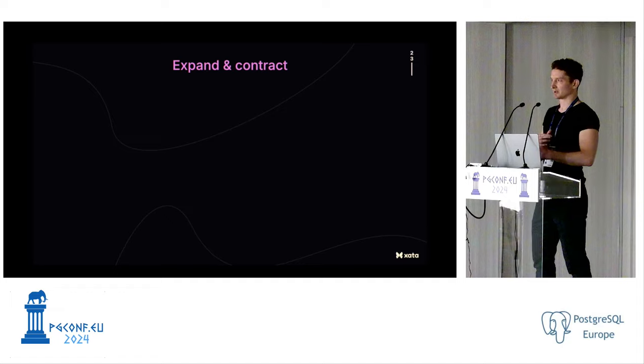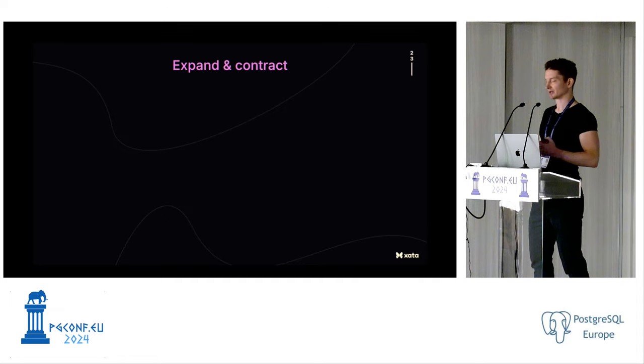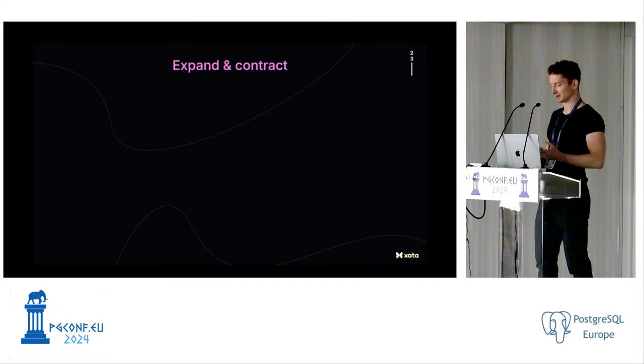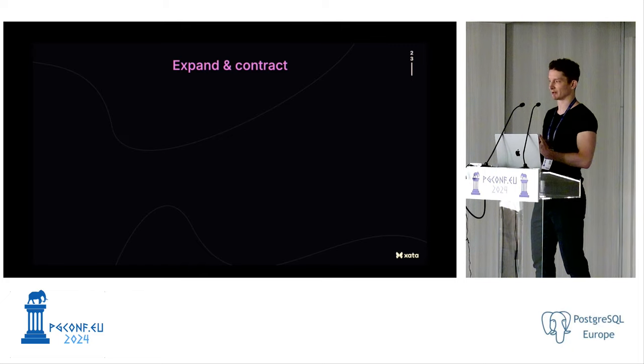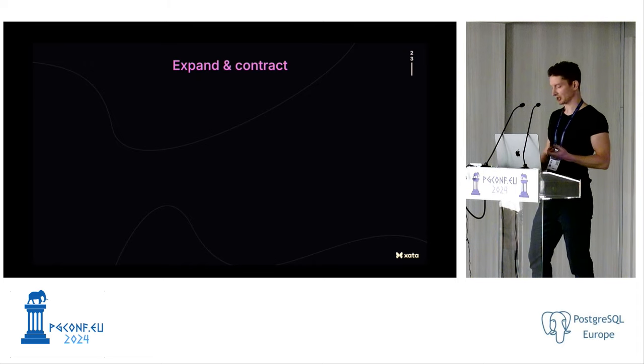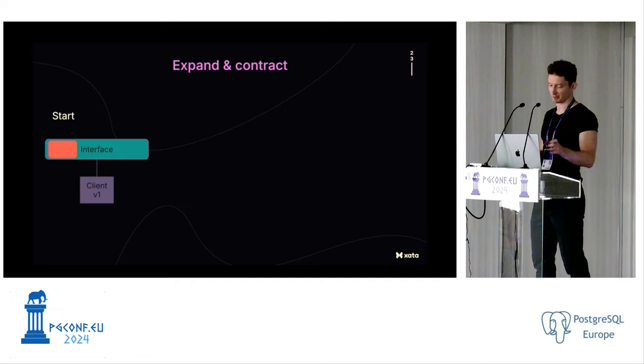So the expand contract pattern is actually a software refactoring pattern that says if we have some kind of interface, that could be like a C# or a Java interface, or an interface in a more abstract sense, like an API contract or a database schema, and we want to make a change to that interface. Here, the bit we want to change is highlighted in red.